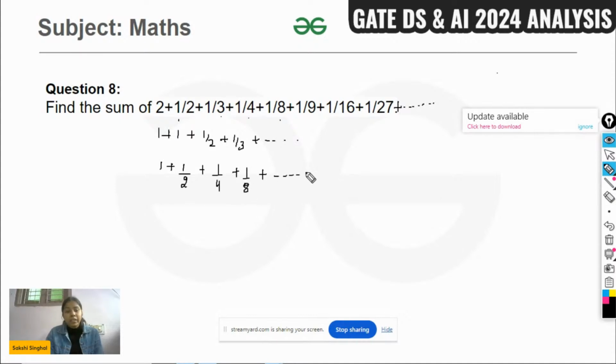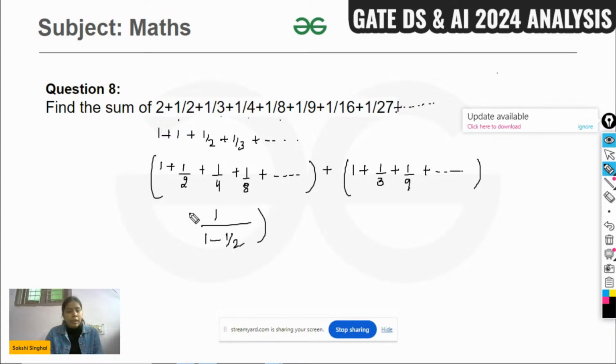I'm just telling you the complete solution for this question as well, right? How would you solve it? Instead of giving the answer, 1 plus 1 by 3 plus 1 by 9. So now you can see that this is a geometric series, an infinite geometric series. So we know the sum is 1 upon 1 minus r. Sum of infinite series, 1 by 2. Here r is 1 by 2. And here also 1 upon 1 minus 1 by 2, right?